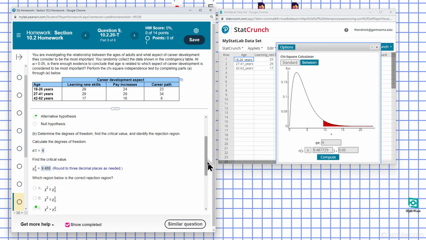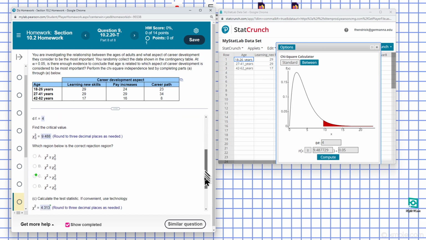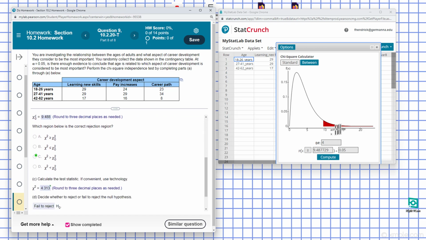Okay. So anything that falls in this region here, where you can see the 9 is there, anything greater than that, we will reject the null hypothesis. But if it does not fall in this region, where it's less than 9, we fail to reject. So you have to find that test statistic.